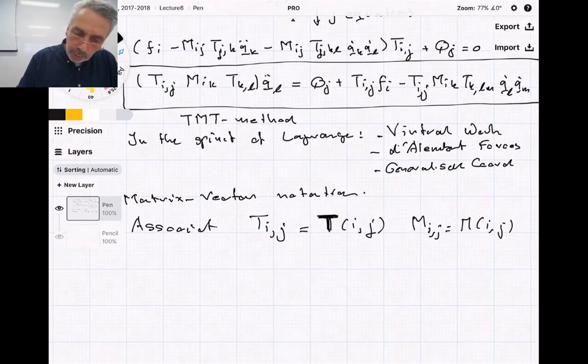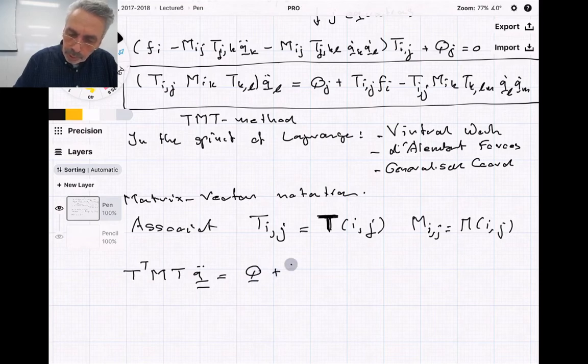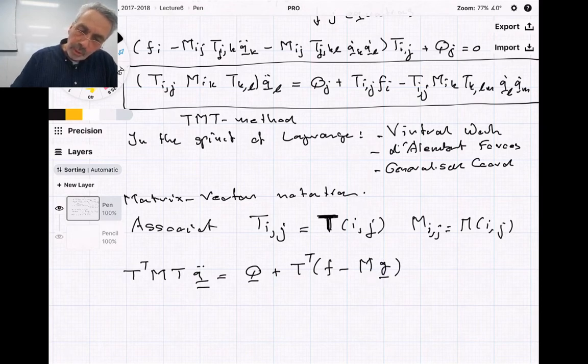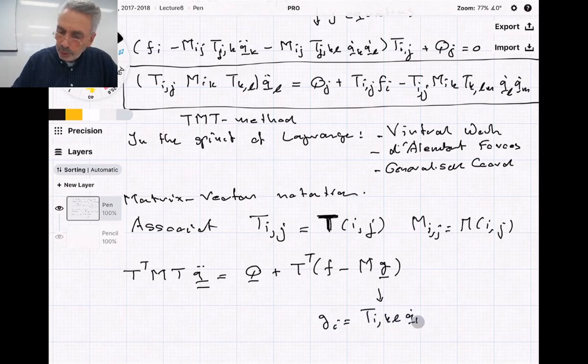Then we can write the equation like this: T transpose times M times T times Q double dot equals capital Q plus T transpose times F minus, I sometimes have a tendency to write this g, because these terms are then what we call convective accelerations, T_i,kl, Q dot k, Q dot l. Convective accelerations.